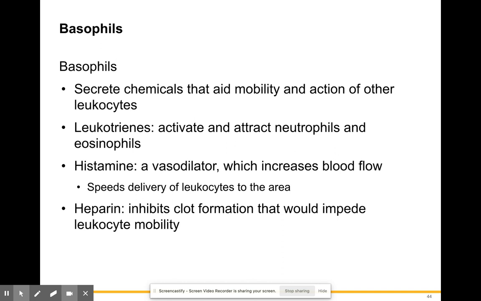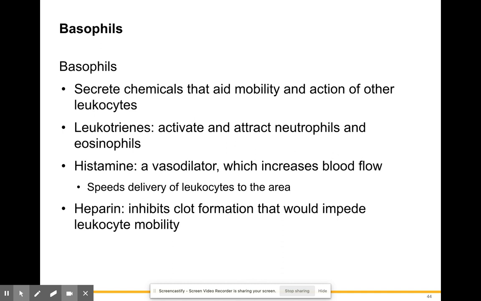But a vasodilator will increase your blood vessel diameter. It's like a pipe in plumbing. If you increase the size of the pipe, you're going to have more ability for liquids to flow through that pipe, right? So if you have a larger diameter blood vessel, blood flow should increase through that blood vessel if it's dilated.